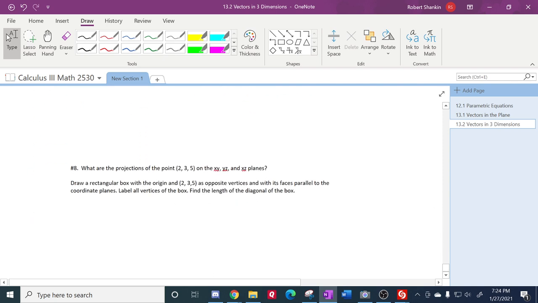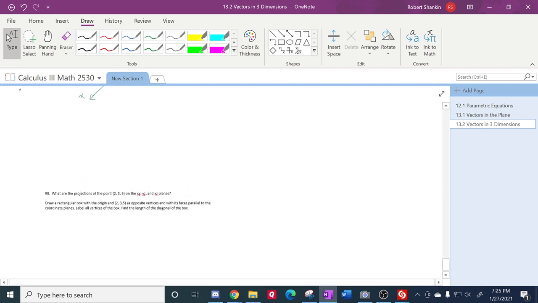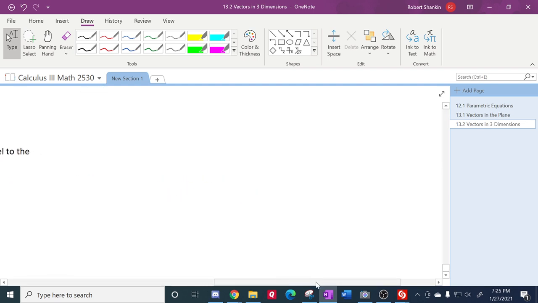All right. So let's look at this problem here. What are the projections of the point 2, 3, 5 on these three planes? The XY, YZ, and XZ planes. The three basic planes. And let me give you a minute to think about this on your own.